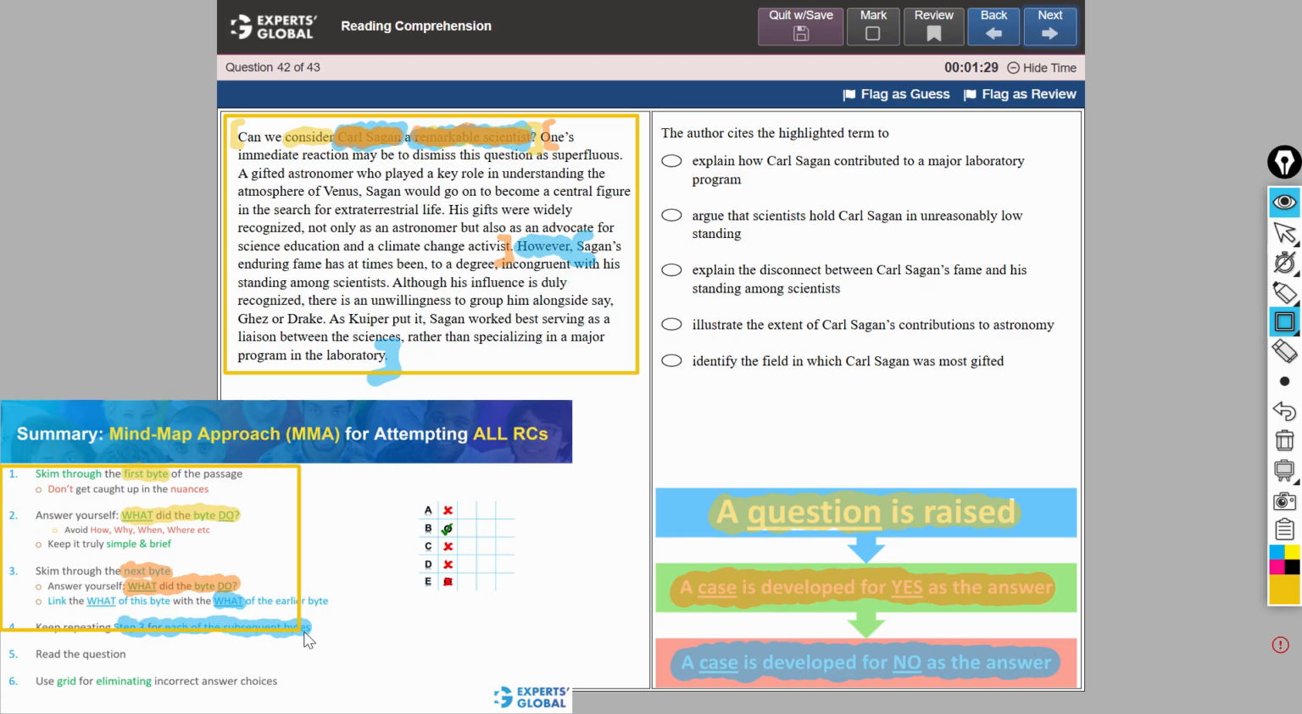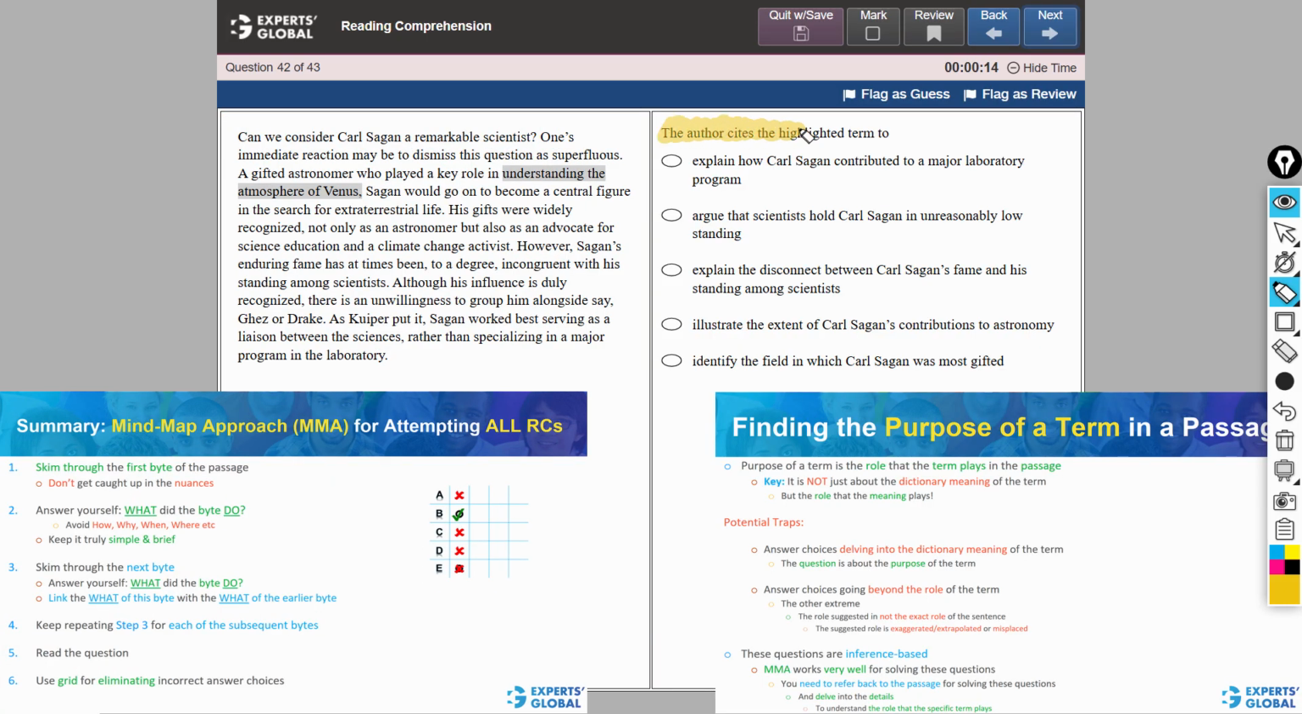We completed the first 4 steps, and now we must go about reading the question stem. This is a purpose of a highlighted term question. The context here is that the talents and accomplishments of our scientist are being discussed. In that process, his key role in a certain field of work is mentioned, and this has been mentioned in the context of his accomplishments as an astronomer. Later, his other talents and contributions have been discussed, but this sentence is about his accomplishments in astronomy.